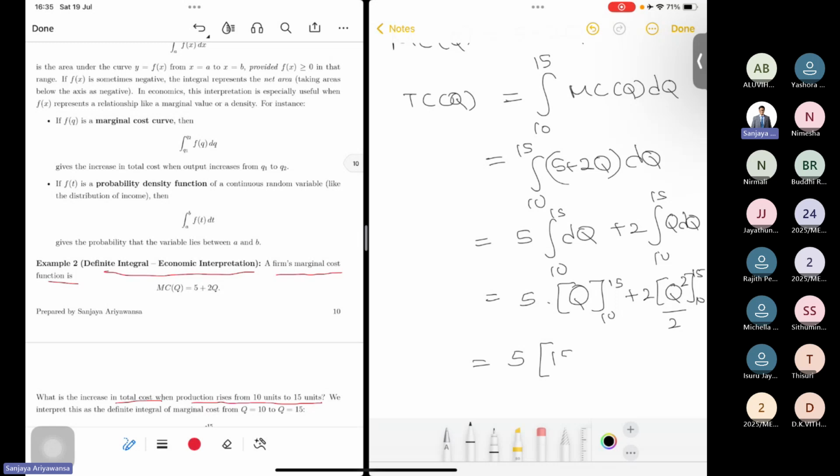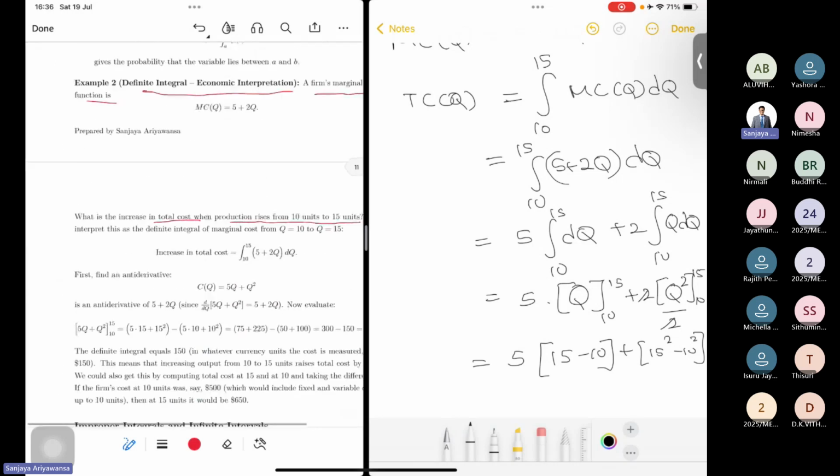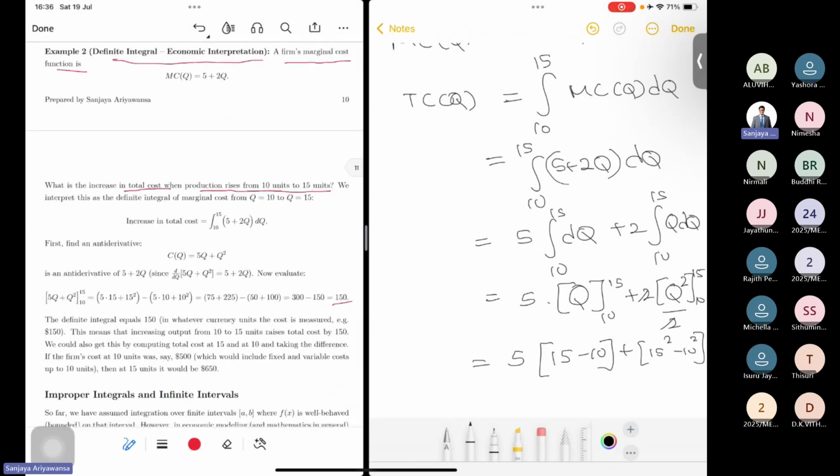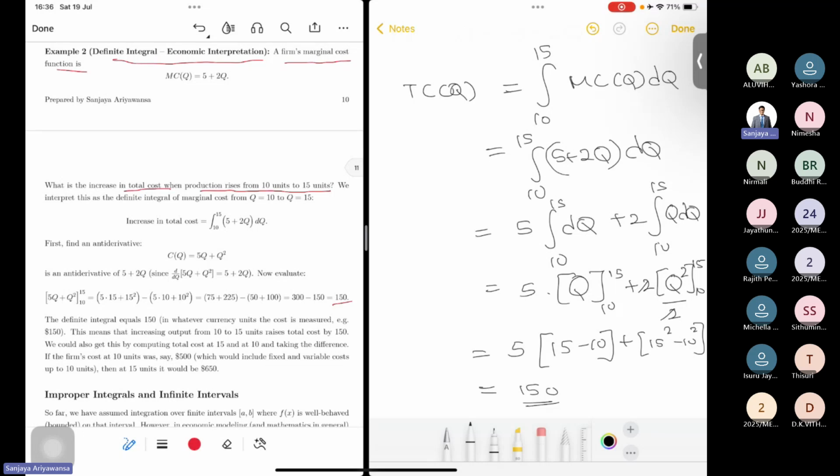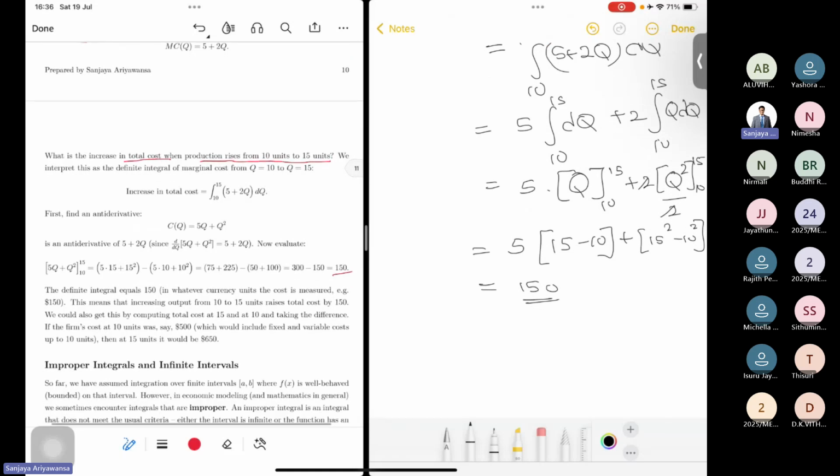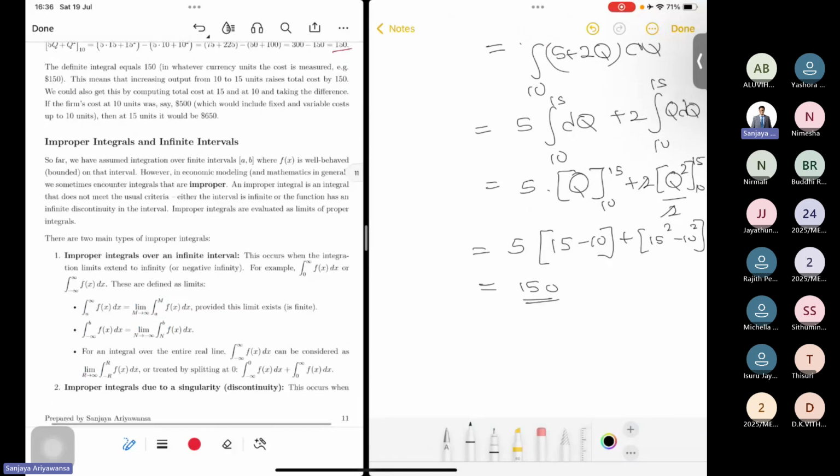So here I get 5 times... The fundamental theorem of calculus tells me to put the upper bound minus the lower bound in the antiderivative, which is q, plus here 2 cancels out, 15 squared minus 10 squared. So if I were to calculate that, I've given the answer, you might get 150, right? So that's the difference in the definite integral. Earlier we just simply calculated the total cost by finding the antiderivative of the marginal cost. But here we looked at an interval within which we integrated it.